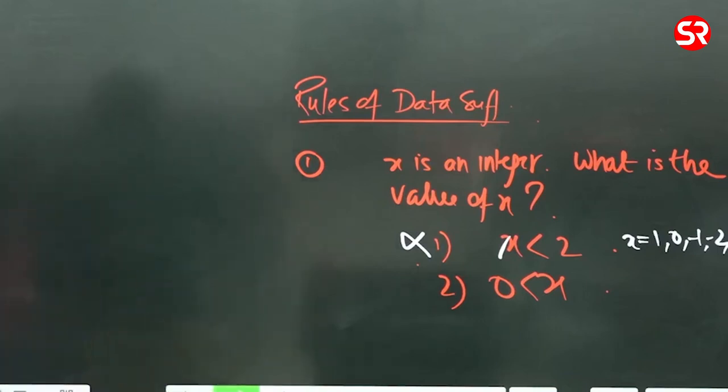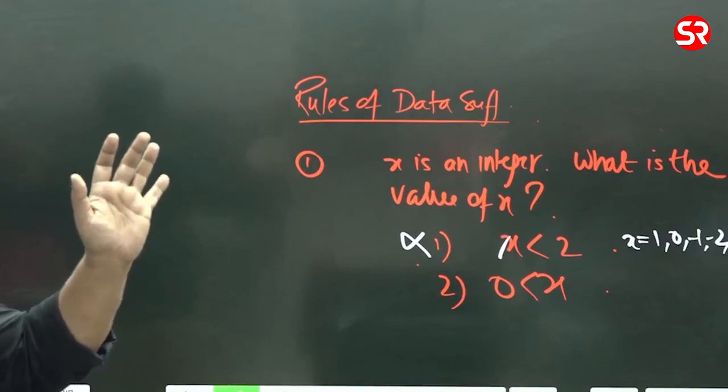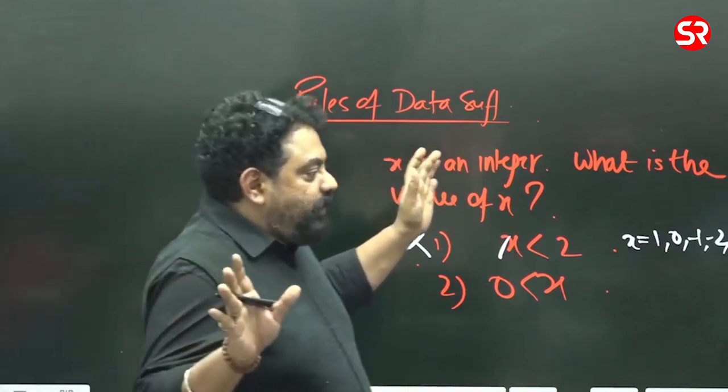Does not exist. Statement 1 अब exist ही नहीं करे जब तुम statement 2 देख रहे हैं. Got it? Rule of data sufficiency and rule of multiple relationships.